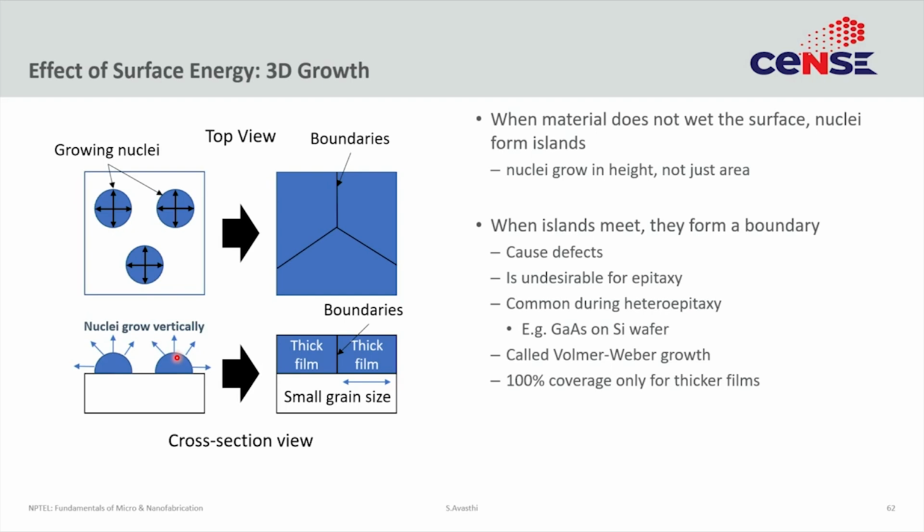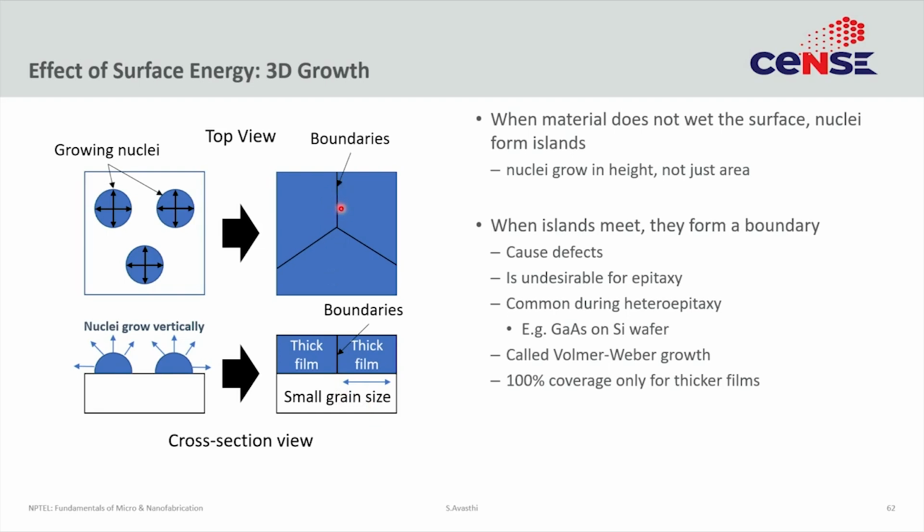They keep becoming larger and larger, and at some point for some large thickness these two would coalesce, and wherever they coalesce you would form a boundary. Often this is a grain boundary or a domain boundary. This sort of process often leads to small grain sizes or small domain sizes. It is called Volmer-Weber growth. It is also called 3D growth. This sort of growth is undesirable for epitaxy because you do not want these boundaries. These boundaries are bad for devices.